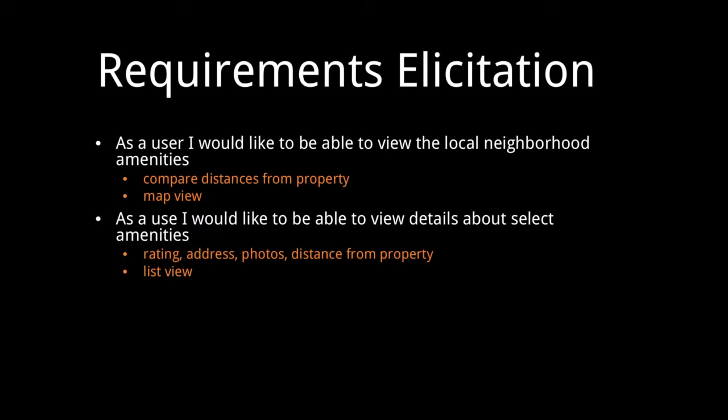Now, when we were doing the neighborhood amenities feature, we wanted the user to be able to view the local neighborhood amenities via map view and to compare distances from the property. Another feature we also wanted to include was to be able to display details on select amenities via a list view and display ratings, address, photos, and distance to the property of interest. So all this was in the requirements solicitation.